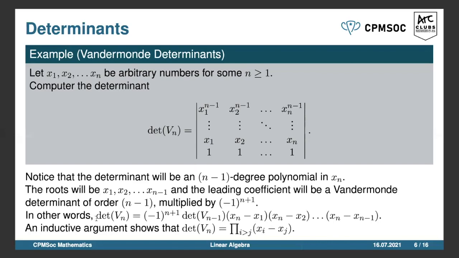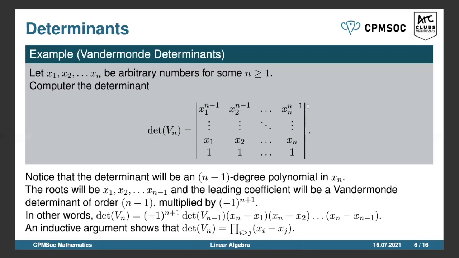So in other words, the determinant of this nth order Vandermonde matrix is going to be plus or minus the determinant of a smaller Vandermonde matrix, which is this section of the matrix here. That's going to be the leading term. And if we multiply the leading term by all of the roots, so all of the linear factors that are monic linear factors, monic polynomials, this will have to multiply out to the determinant of the whole matrix here.